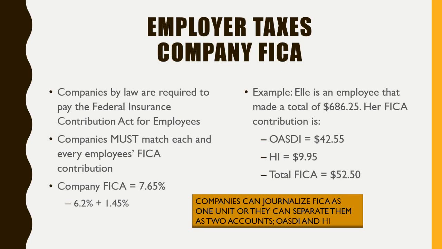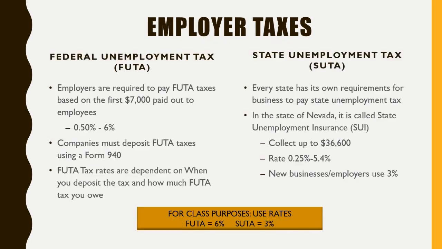So again, they can have it separate or they can have it together. In this example, we just have it together. So the first tax that the company is responsible for is to pay into the Federal Insurance Contributions Act, matching the employee 100%.